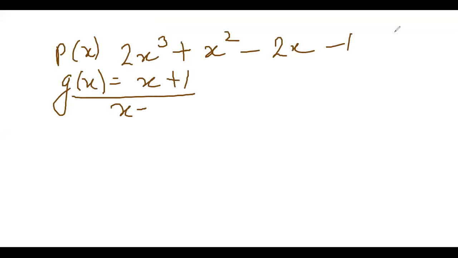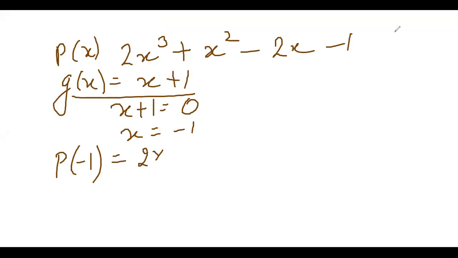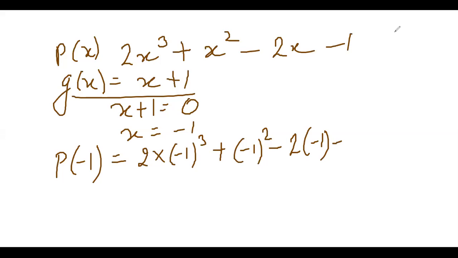So we'll put x plus 1 equal to 0. So x is equal to minus 1. So in p of x, we will put x equal to minus 1. Then p of minus 1 will be equal to 2 into minus 1 cube plus minus 1 square minus 2 into minus 1 minus 1. Right? Then 2 into minus 1 cube is minus 2, plus 1, plus 2, minus 1.